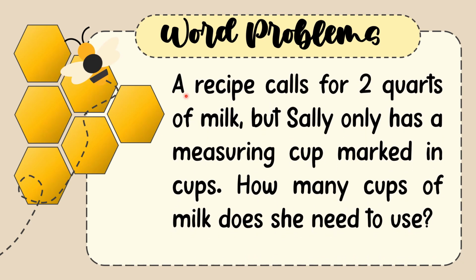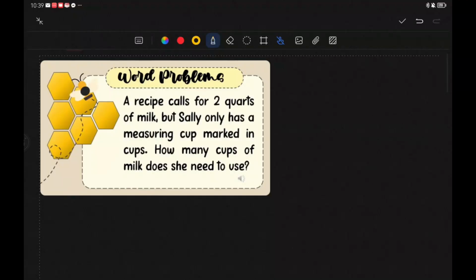Next, we have here a recipe calls for 2 quarts of milk, but Sally only has a measuring cup marked in cups. How many cups of milk does she need to use? Now for this problem, we have here 2 quarts of milk and cups. The problem asks for how many cups of milk does she need to use. So we need to convert 2 quarts to cups.